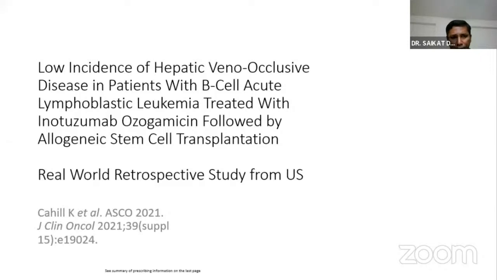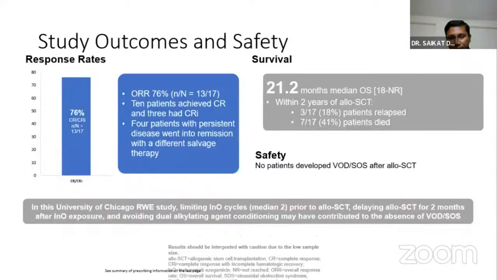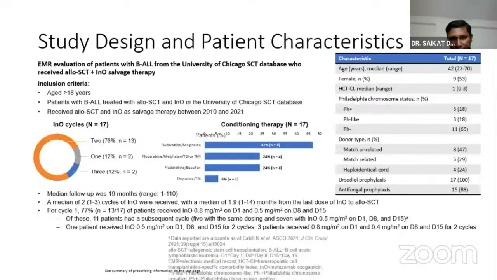Now, in some recent trials, we have seen that veno-occlusive disease is very low with the use of inotuzumab. This is a US trial which showed that with the use of inotuzumab, not a single patient had veno-occlusive disease. In this trial, they used conditioning therapy, mostly fludarabine-melphalan, otherwise flu-mel-TBI, flu-bu, and etoposide-TBI. With all these conditioning regimens, they haven't experienced a single case of VOD. So it's very encouraging data because VOD is a very fatal condition, and defibrotide, which is used in case of VOD, is a very costly medication not available in India.